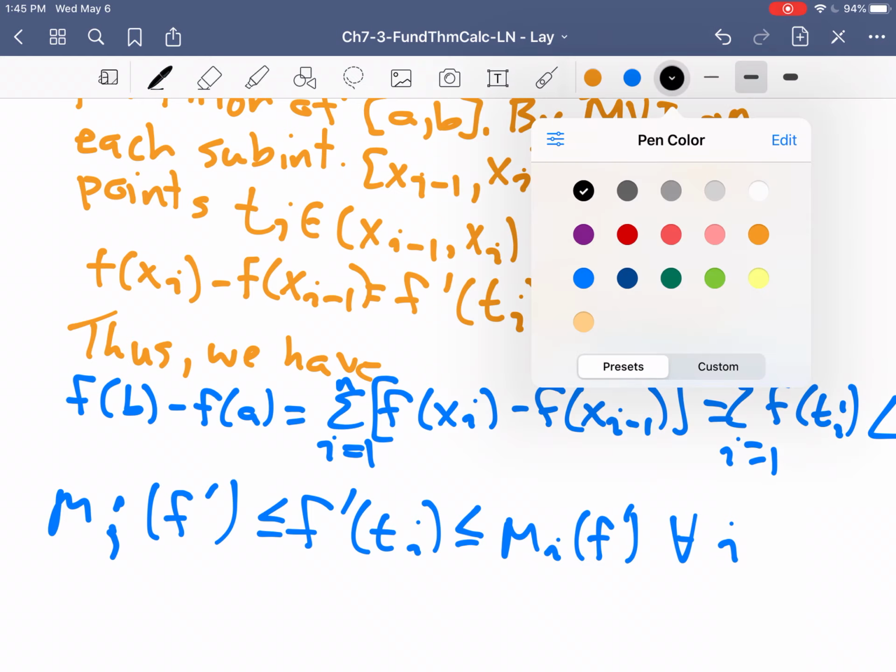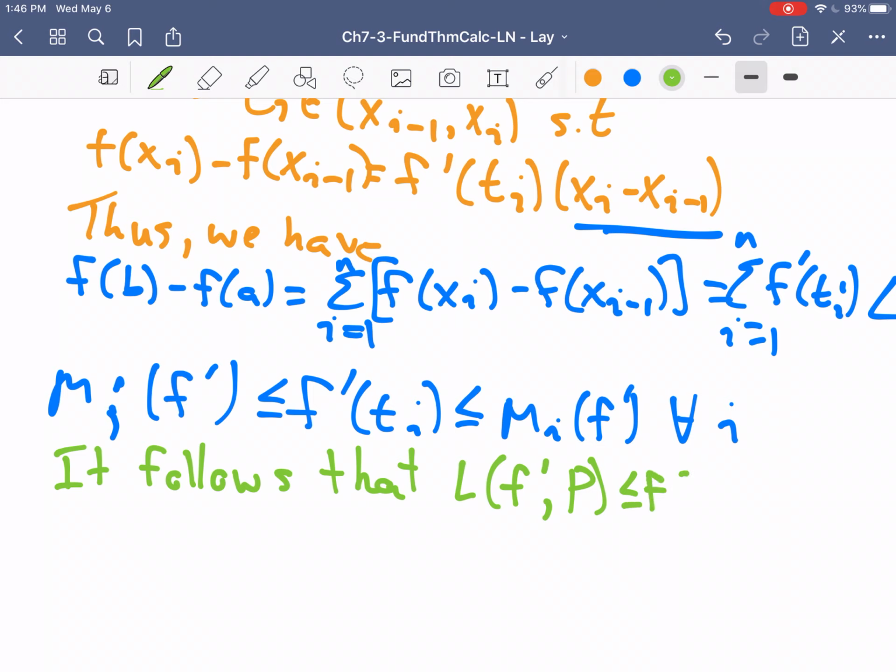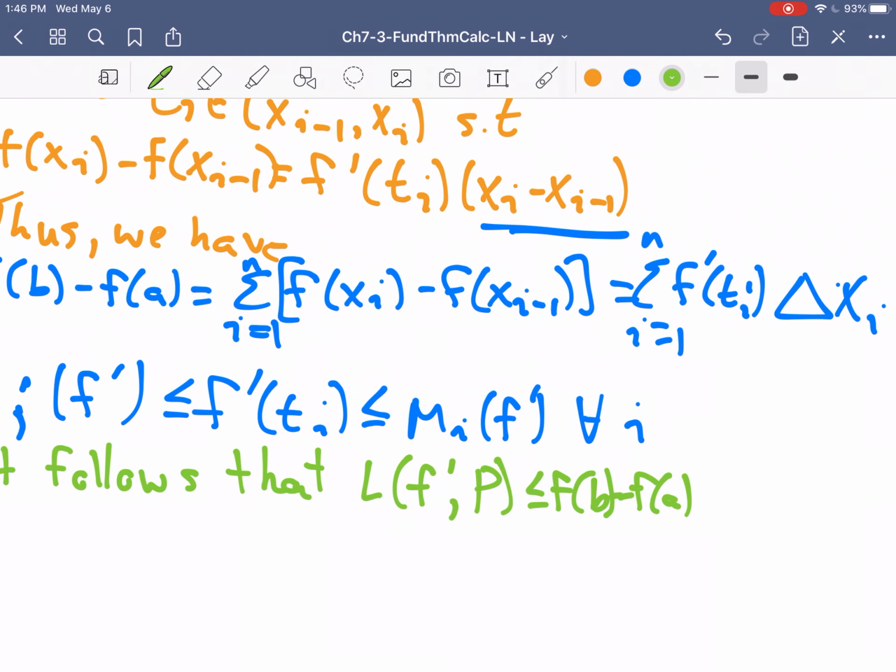So it follows that L of f prime comma P is less than or equal to f of b minus f of a, so that lower sum is less than or equal to the difference there, which is less than or equal to the upper sum of f prime. And this holds for each partition.